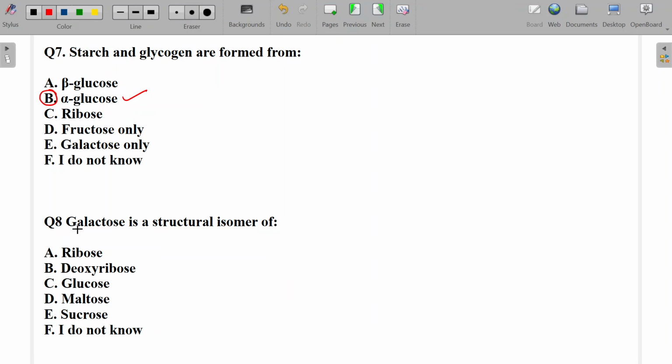Question 8. Galactose is a structural isomer of A. ribose, B. deoxyribose, C. glucose, D. maltose, E. sucrose, F. I do not know. Glucose. Yes, it's a structural isomer of glucose.